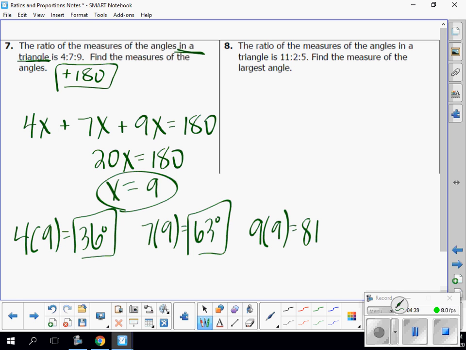And you can always check this and see if these do in fact add to 180. But go ahead and pause the video and work on number 8 on your own. I'll have you type it in when you are done solving it.